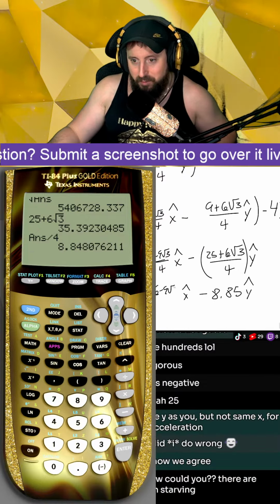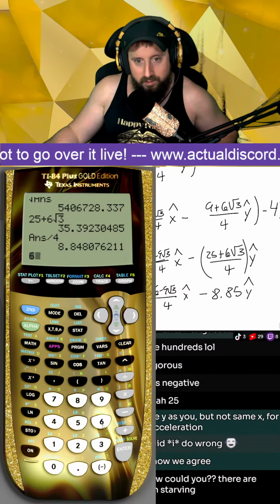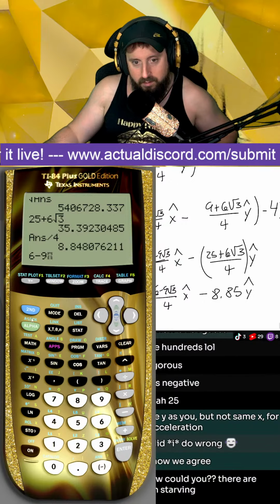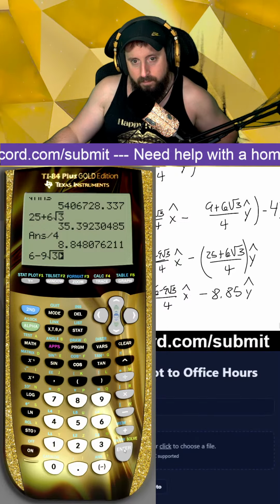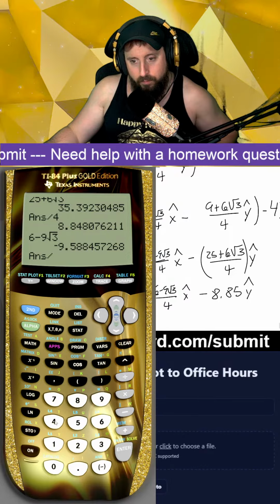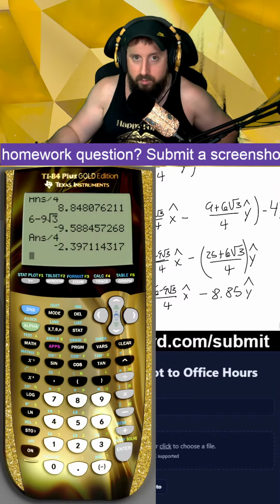All right, 6 minus 9 root 3 all over 4. Let's see what that gets in the calculator. 6 minus 9 root 3 all over 4. Negative 2.4, I would say.